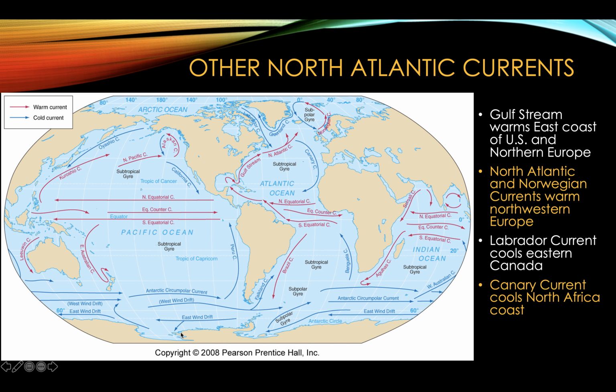Okay, so let's just have a look at this figure again here, from your textbook. The Gulf Stream warms the east coast of the US and also northern Europe. The North Atlantic and Norwegian currents warm northwestern Europe. The Labrador current cools eastern Canada, and the Canary current cools North Africa. So you don't have to memorize this.